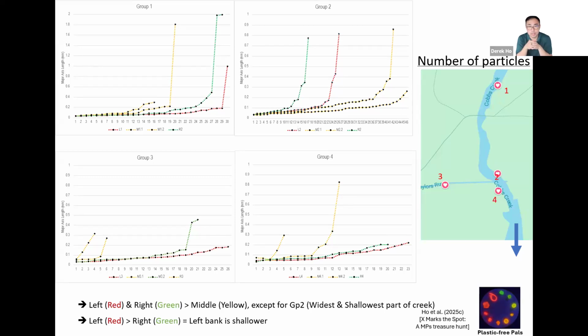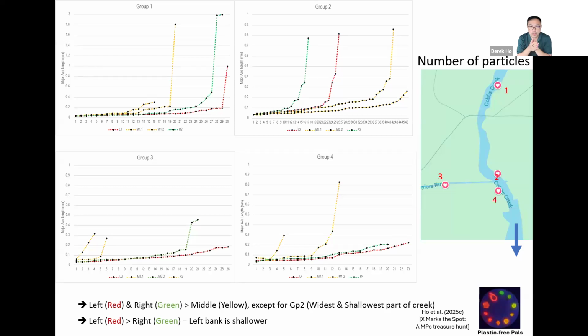The results. Here we found microplastics everywhere in all 4 different locations, but in different concentrations. To orient you on the graph, I have plotted the major axis length on the y-axis, the quantity of particles on the x-axis. For the graph trends, I have plotted the left of the transect as red and right of the transect as green, with the middle 2 being yellow.